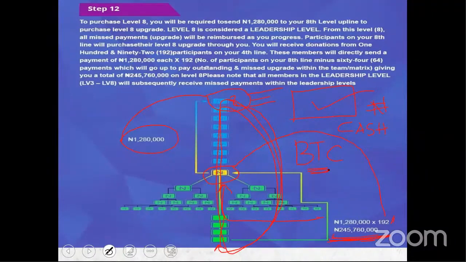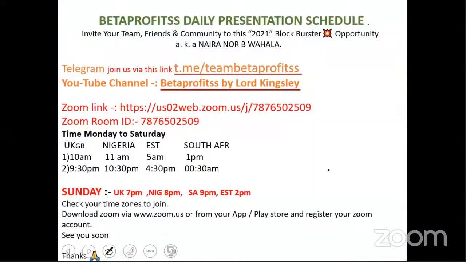So, gentlemen, we are now enlisting people. If you know you are interested in this side of the business, just like a few people have done, they send their names. What you do now is reach out to me on this telephone number there. The Zoom room number, that's my telephone number. You can always call me. Just add 0 to the front there: 07876 502 509.